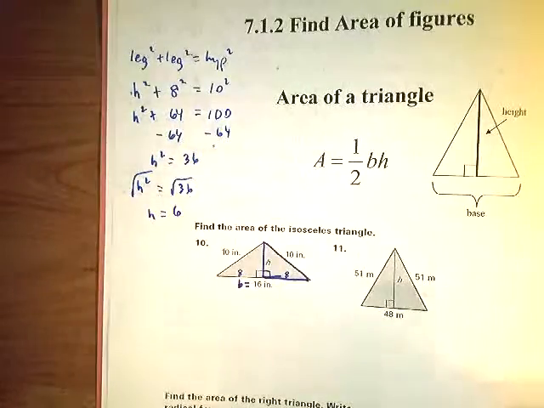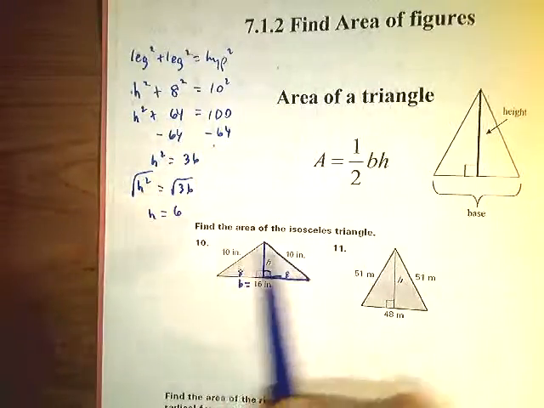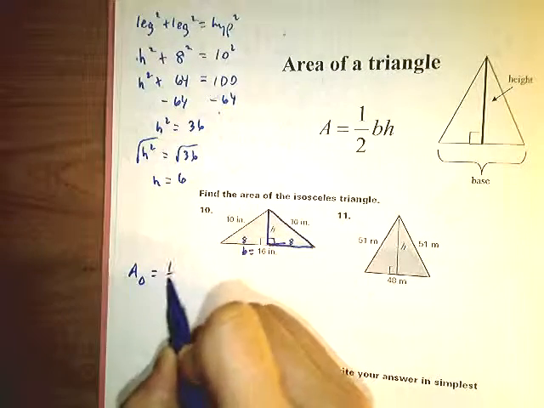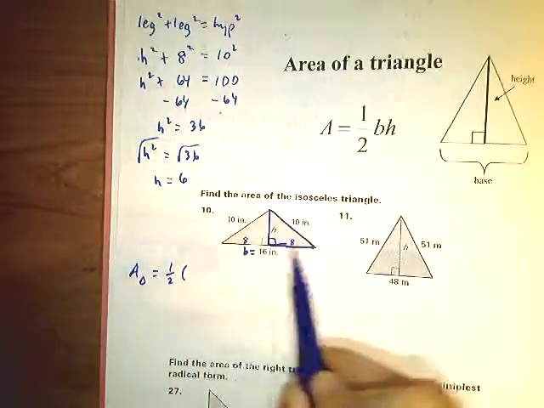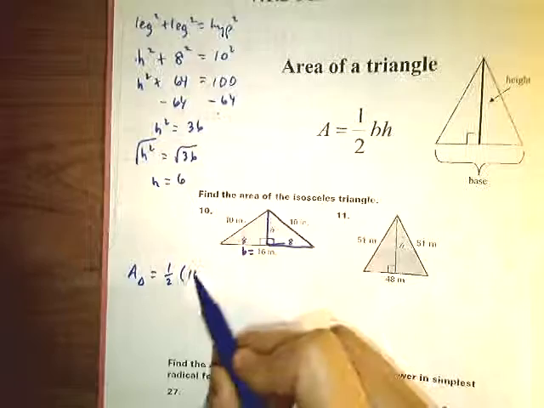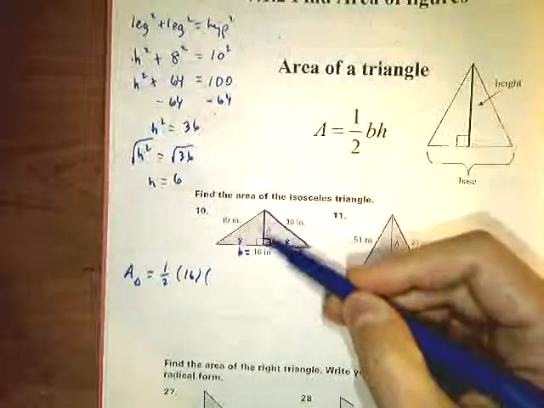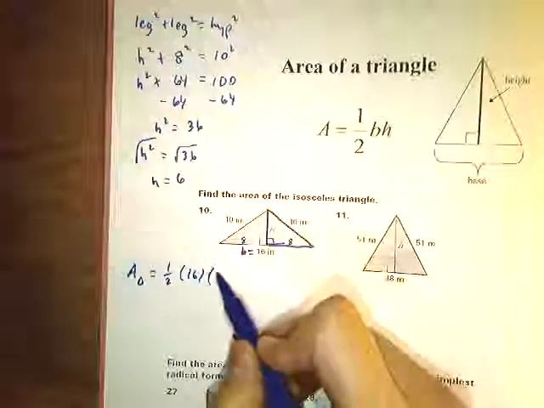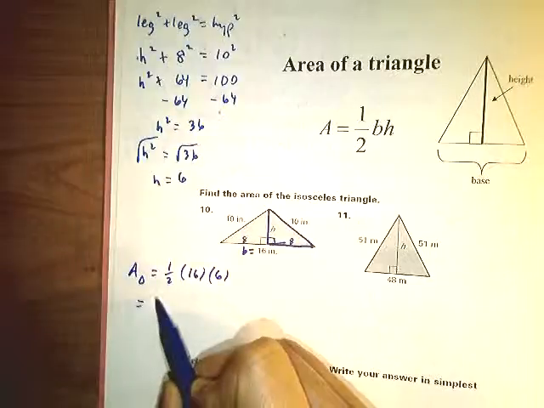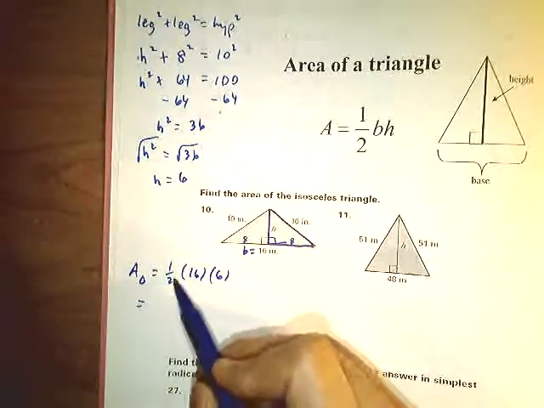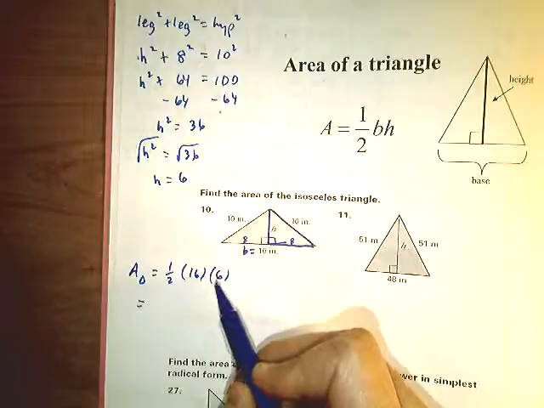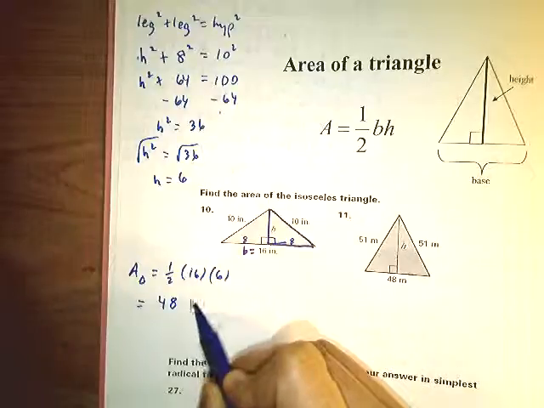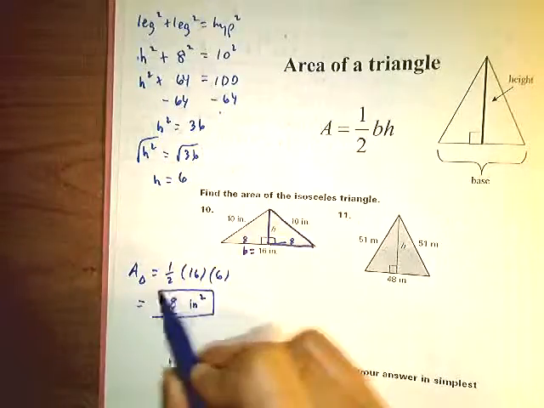Okay, so now I'm finally ready to find the area of this whole triangle. The area of a triangle is 1/2 times the base of the triangle, which, as you can see, was 16, times the height, which we just calculated by using this right triangle relationship here. That's 6. So half of 16 times 6 would be 48. And since these are inches, that would be 48 square inches.